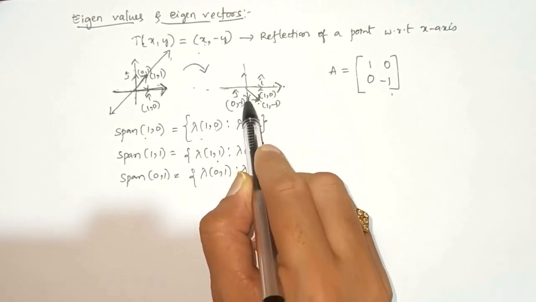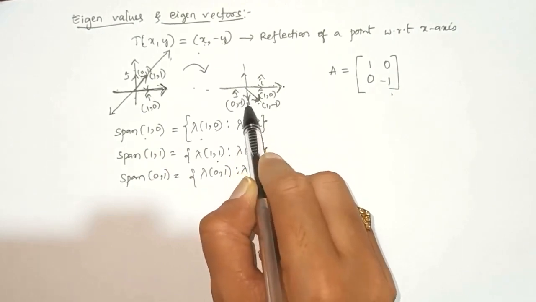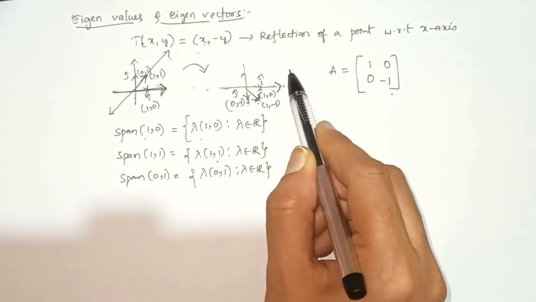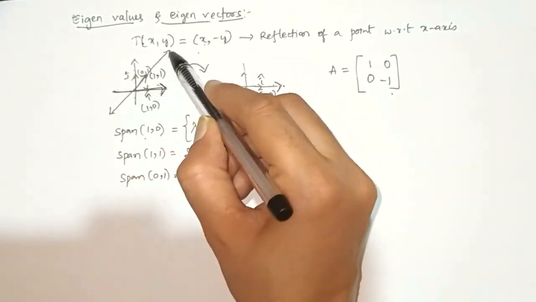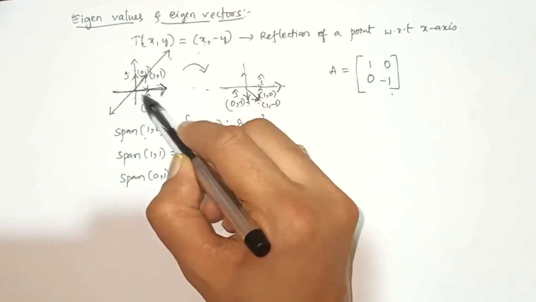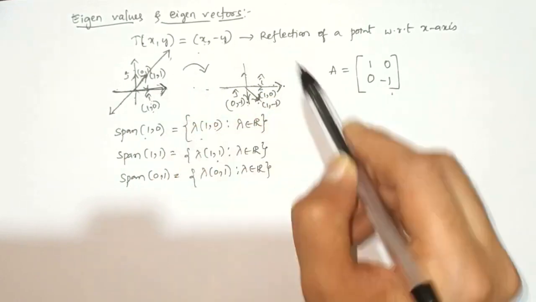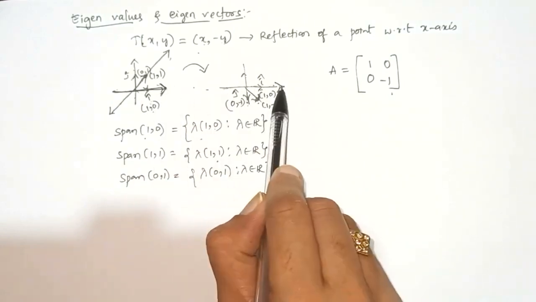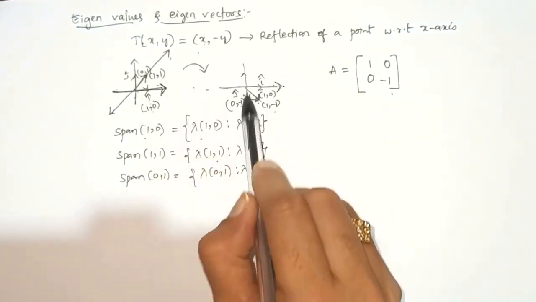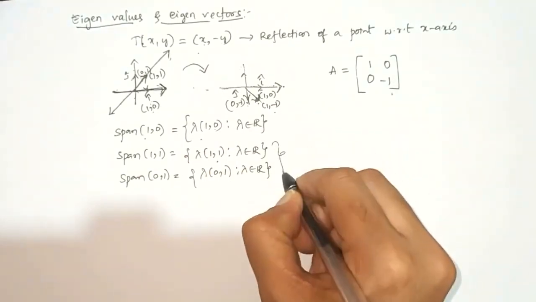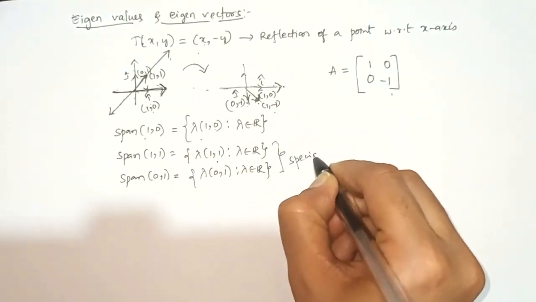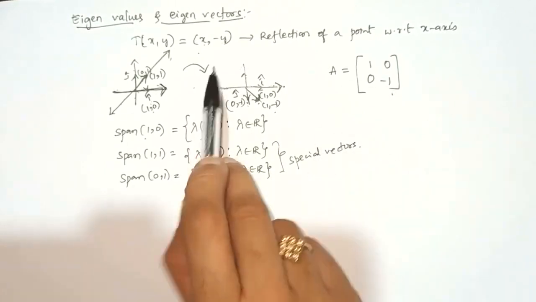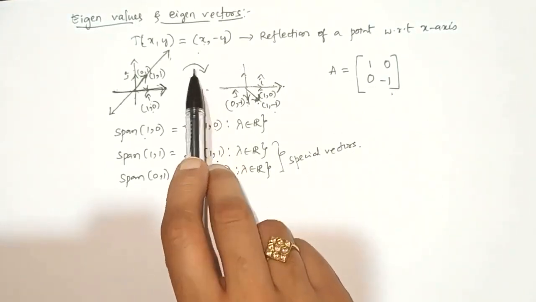It is remaining in its own span. The position is changed, but it has not moved out of its span, whereas this vector (1, 1) has moved out of its span and taken the new position (1, minus 1). But (1, 0) is in its own span, and (0, 1) is also in its own span. So these are the special vectors which are not going out of their span even after applying the linear transformation.